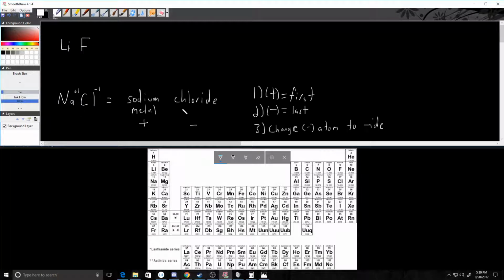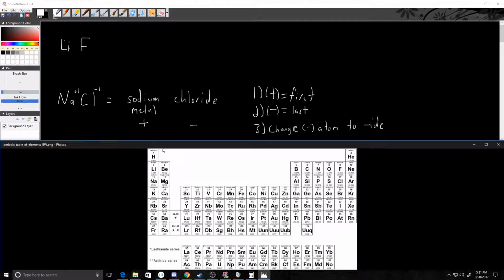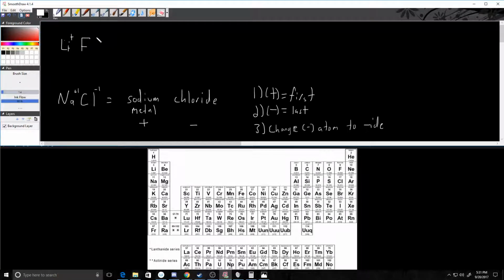All right, so let's name this right here. First rule we're going to use, name the positive ion first. Lithium is right here. My mouse doesn't like to move down there. All right, well that's interesting. So lithium is in column 1 if you find it on your periodic table. That will form the positive charge. So lithium is positive. Fluorine, if we find it kind of directly beneath my mouse here, that's going to have a charge of negative 1.